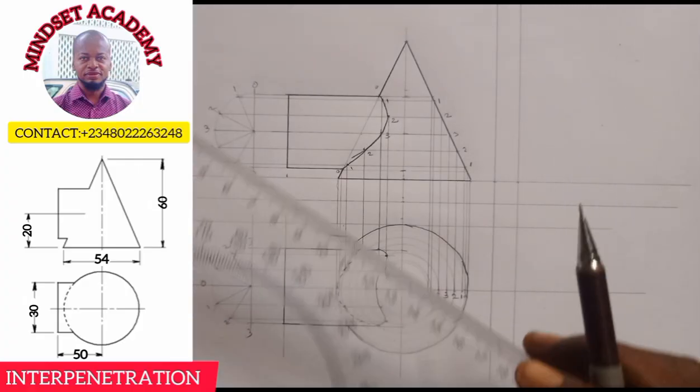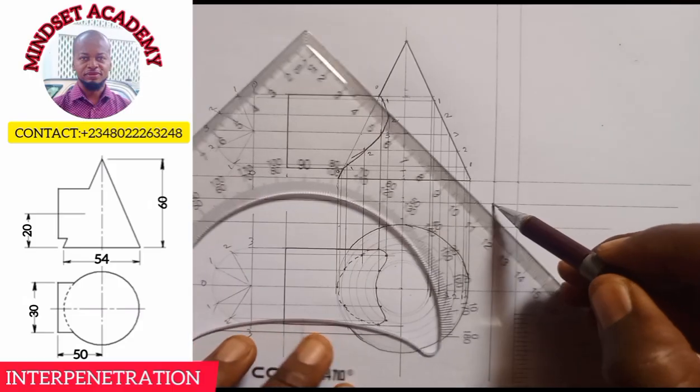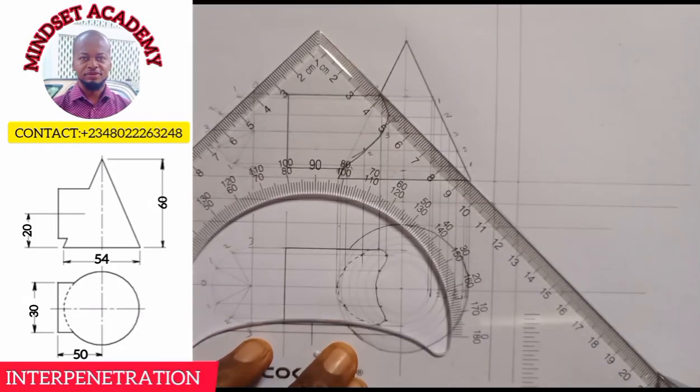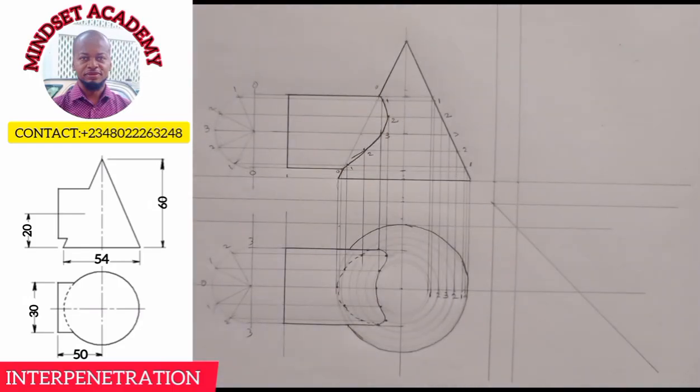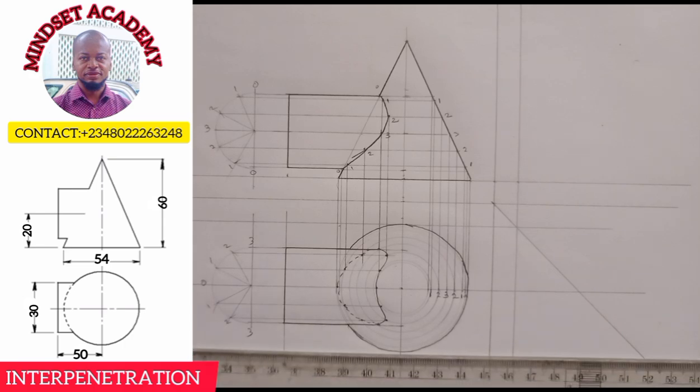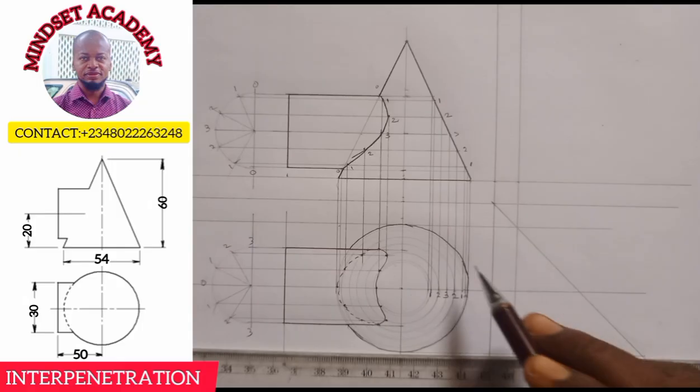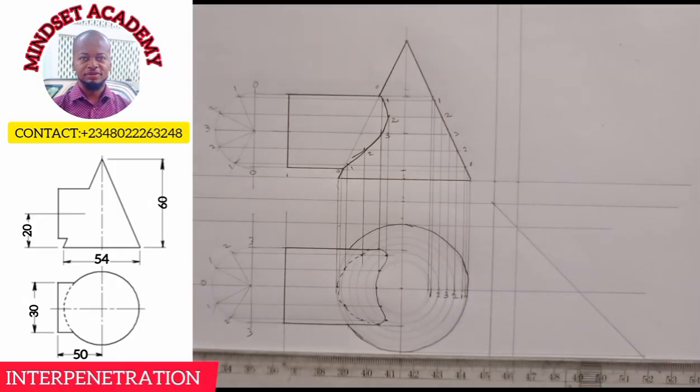Now bring out my 45-degree line from here. Right? So I can easily project the two ends. U to touch here, but U is already here. And I'm going to project them up.